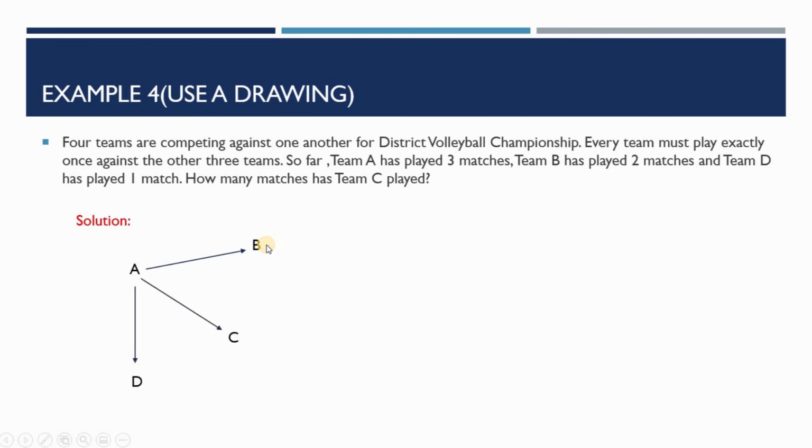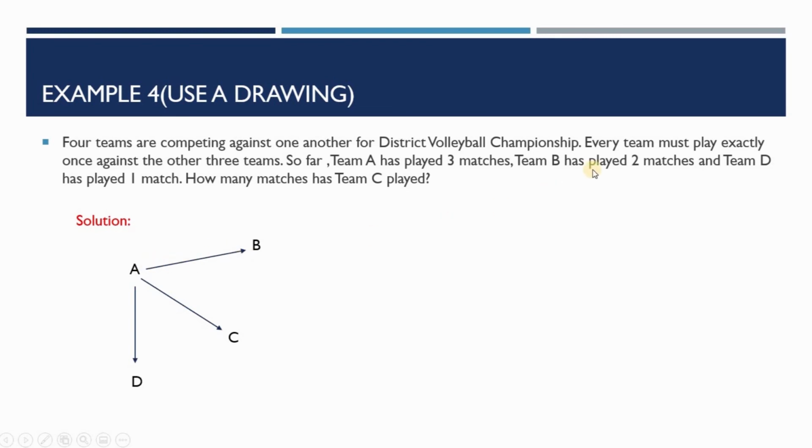Because he played against B in one match, A played against D in two matches, and A played against C in three matches. So what other conditions do we have? Team B has played 2 matches. So one of these matches was with A, right?